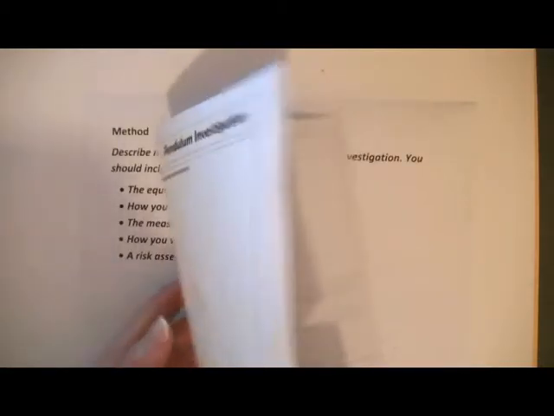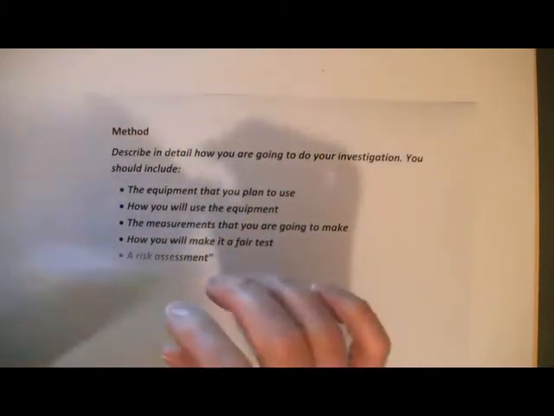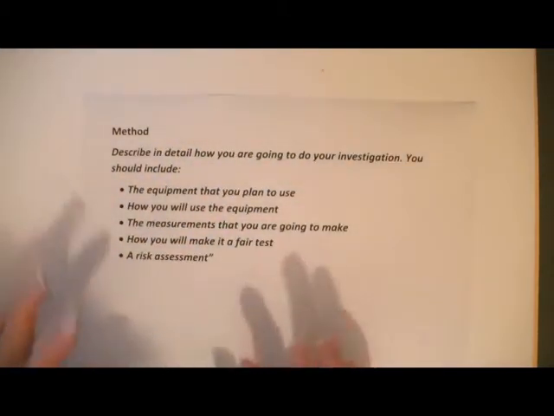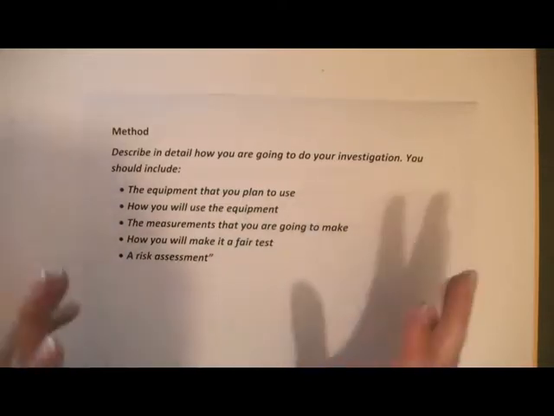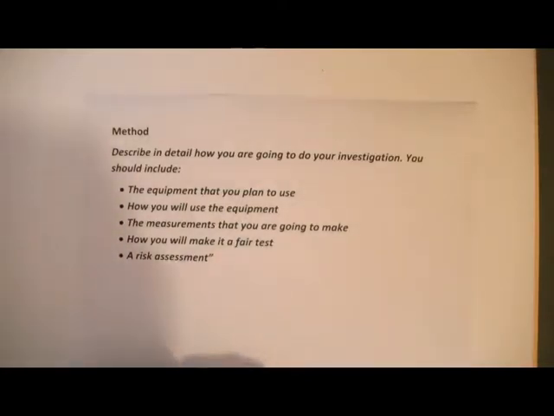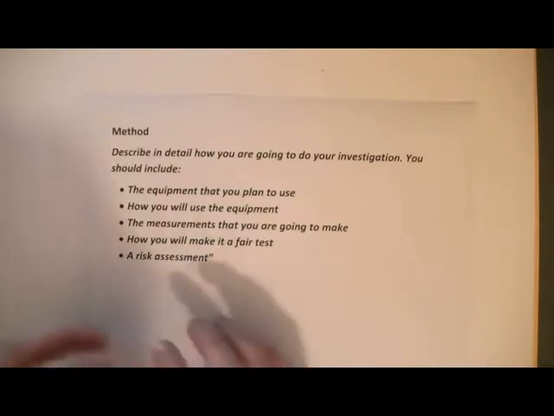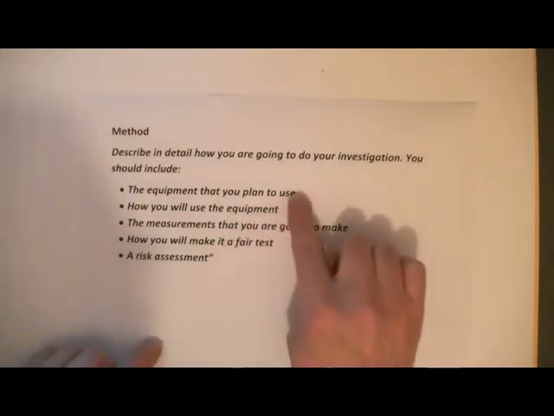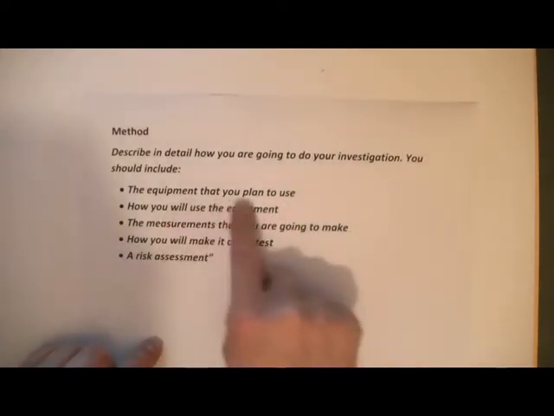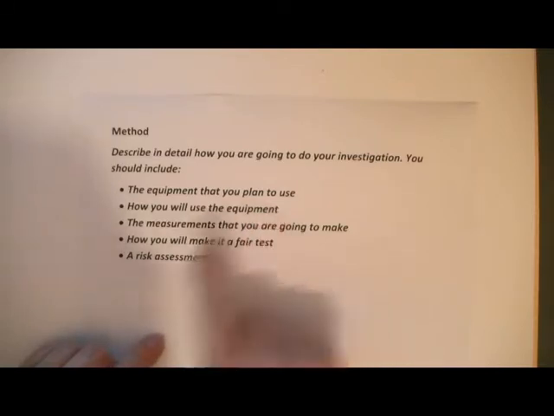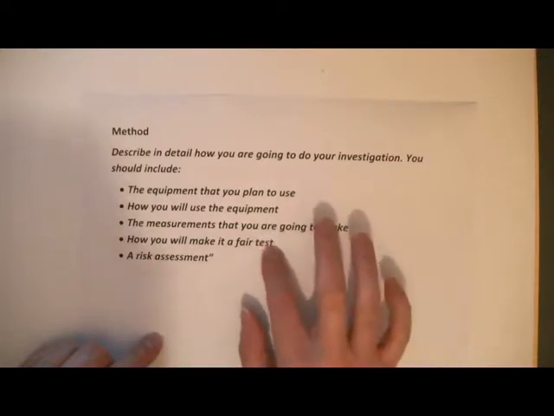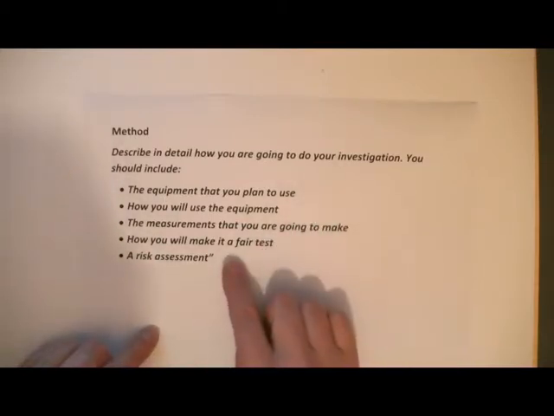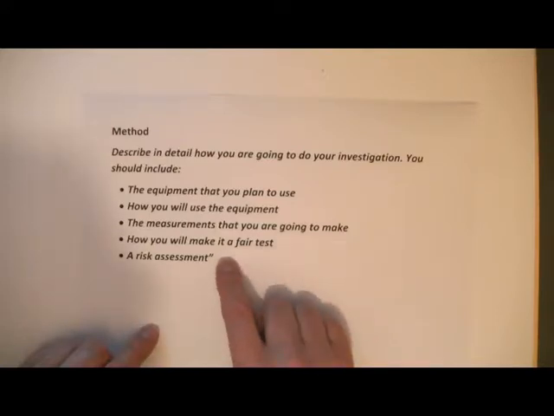Now I'm going to suggest that your group works together on this and that you give yourself about 15 minutes to do it. So you're going to have to collaborate well, which means making sure that each of you is making a contribution to the group, and to do that I'm going to suggest that you divide the tasks up. There's 3 in your group, so one of you will do the first 2 here, the equipment and how you will use the equipment. The next person will do the next 2, the measurements that you're going to make and how you'll make it a fair test. And the third person will construct the risk assessment.